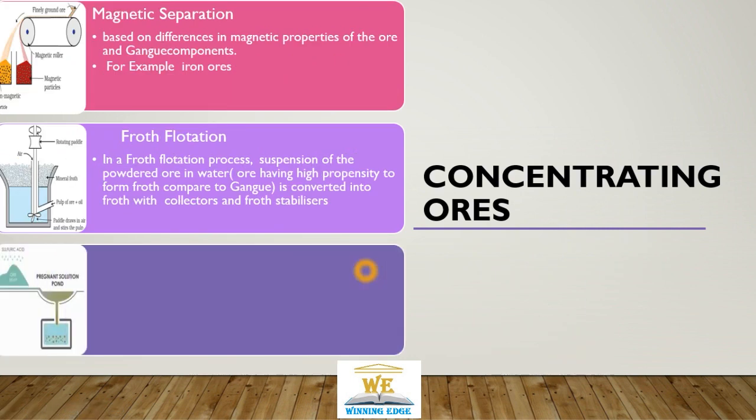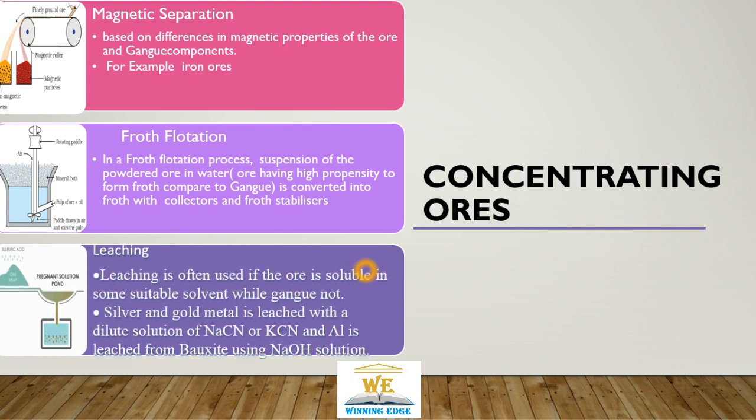Next is leaching. It is used for ore soluble in some suitable solvents, while gangue particles are not. Silver and gold ores are mined by leaching with dilute solution of sodium cyanide or potassium cyanide, and aluminium is leached from bauxite using sodium hydroxide solution. These are a few methods we saw used for concentrating the ores. It's not a purification, it's just a concentration for removal of the gangue.